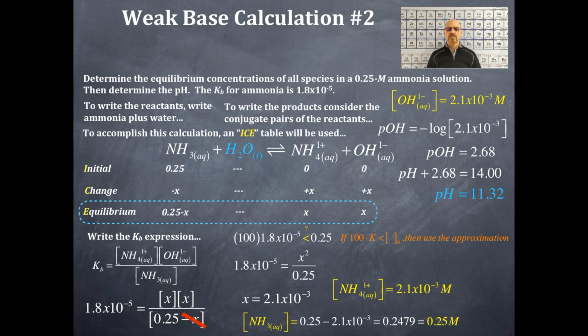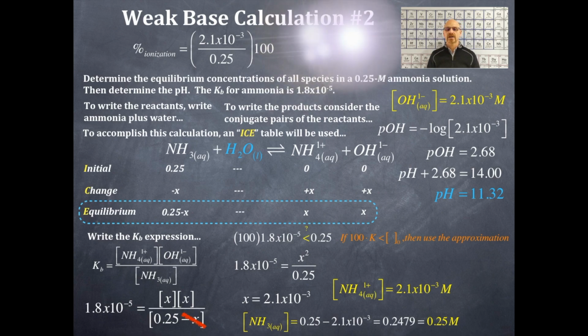We're going to multiply that by 100 because I want a percentage. So here on the top is the percent ionization. I got 2.1 times 10 to the negative 3 divided by 0.25. I'm going to take the quotient, that is, divide those two numbers, and then multiply that by 100, and I am going to get this value right here, which is 0.84%. So ammonia under these conditions of 0.25 molar only dissociates 0.84%. That is certainly less than 100%, and that also makes sense because it's a weak base.